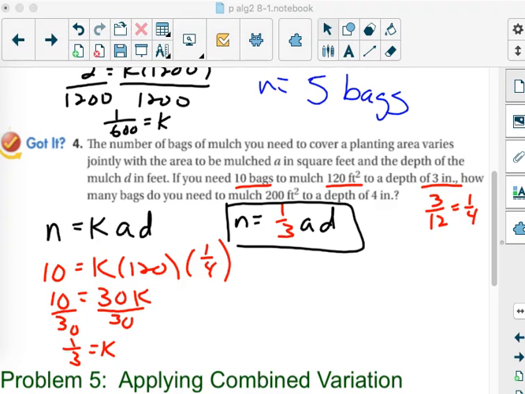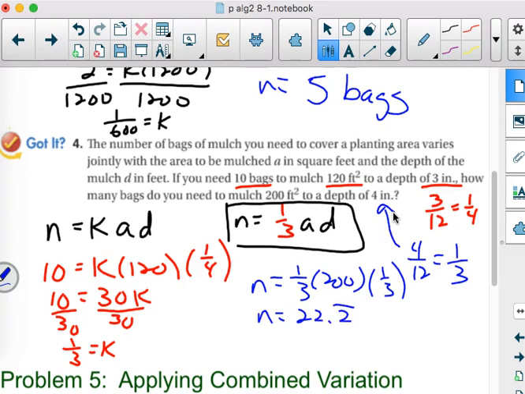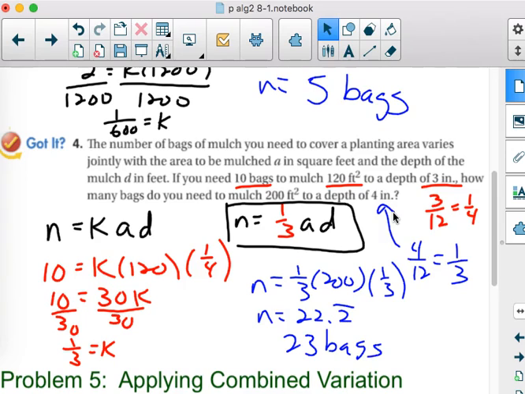Which gives us 4 over 12, which is 1/3. So n equals 1/3 times 200 times 1/3. 22.2 repeating or something, right? Well, like I said, if that's exactly the amount that you want, you shouldn't be going to get bags. You should go to a nursery where you can shovel your own out and they'll measure it. But you did go to buy bags, so you'll have to buy 23 bags in order to make that happen.